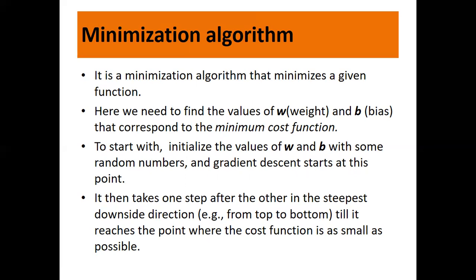so that we get less error. To start with, we initialize the values of weight and bias with some random numbers and then the gradient descent starts at this point. When it starts with the random number, we calculate the cost function and we keep on changing these parameters, and again the cost function is calculated. It then takes one step after the other in the steepest downside direction, for example from top to bottom, till it reaches the point where the cost function is as small as possible. That means the difference between actual and expected is negligible or it is zero.